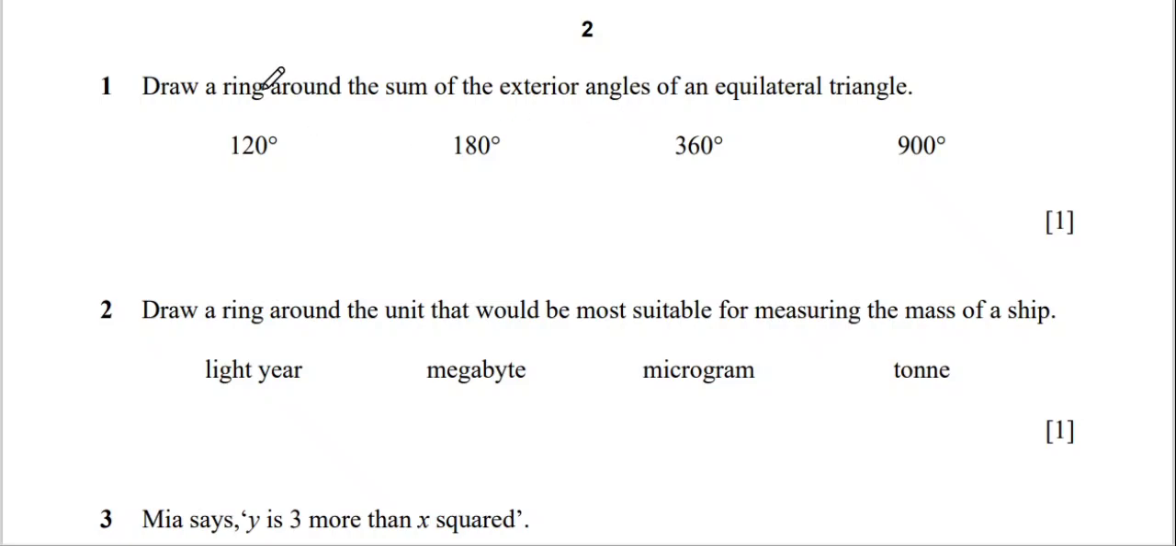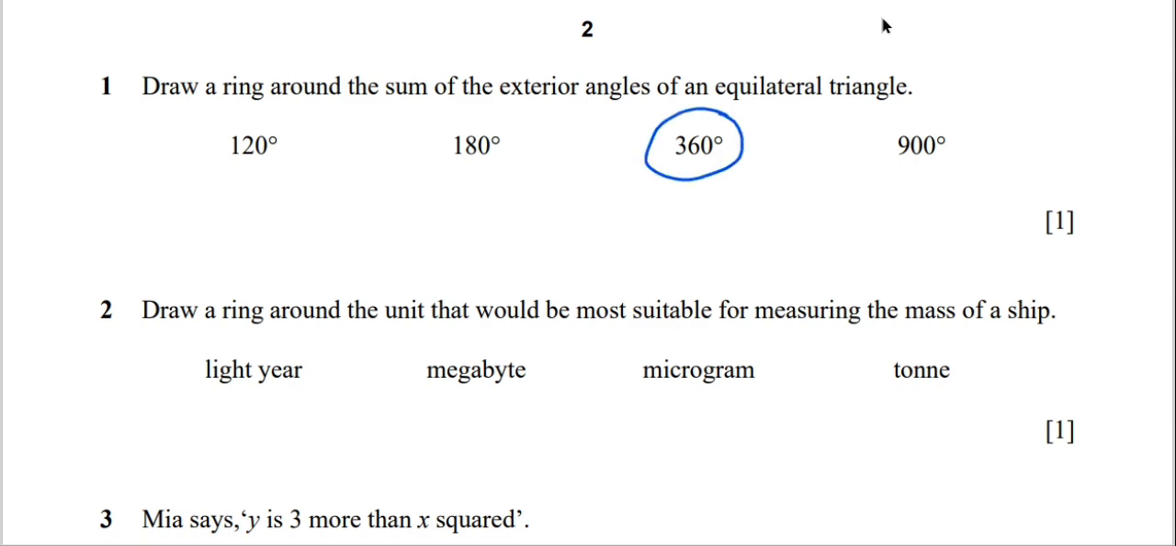They ask us to draw a ring round the sum of the exterior angles of a quadrilateral. Okay, the sum of exterior angles. We know that whether it's a quadrilateral or not, the sum of exterior angles of any polygon will give you 360 degrees. So the answer to that is 360 degrees.